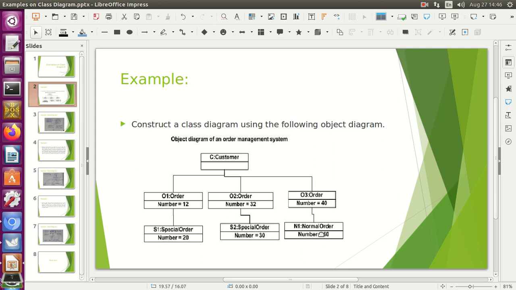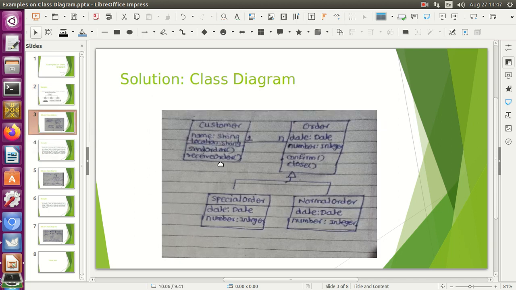Again, in the object diagram they have mentioned that order one is of type special order. S1 colon SpecialOrder means S1 is the object which is derived from the Order class, the special order. And S2 is the object which is derived from the special order. Here N1 is the object which is derived from the normal order. So based on this understanding, what I have understood is that orders are of two types, special order and normal order. So that's why I have taken the generalization relationship.